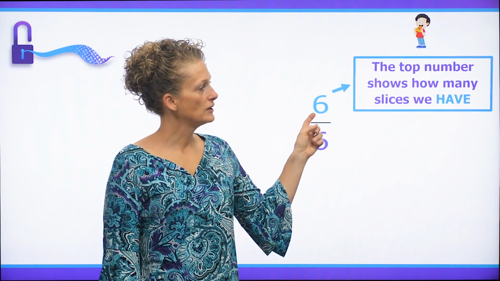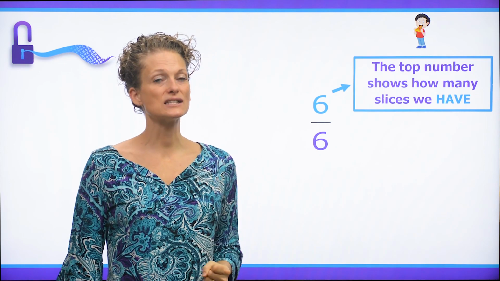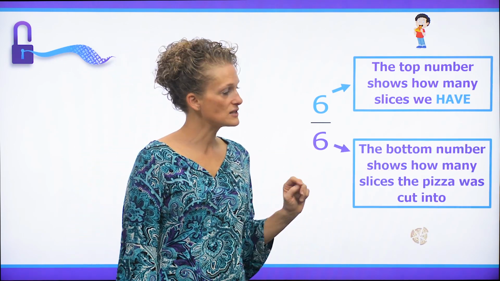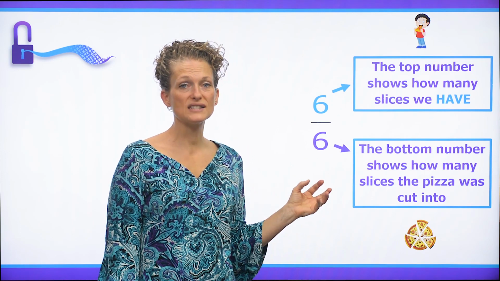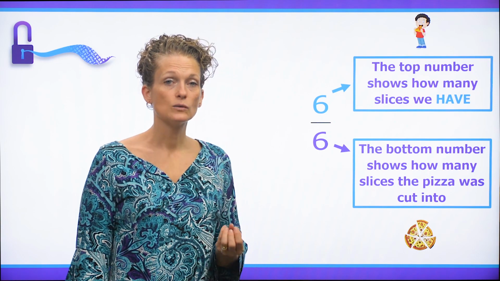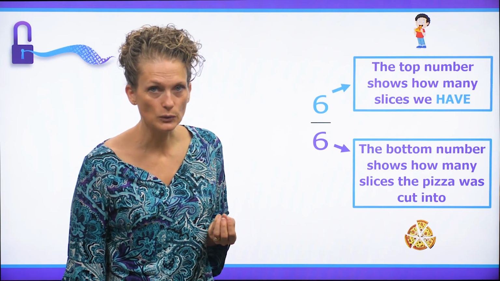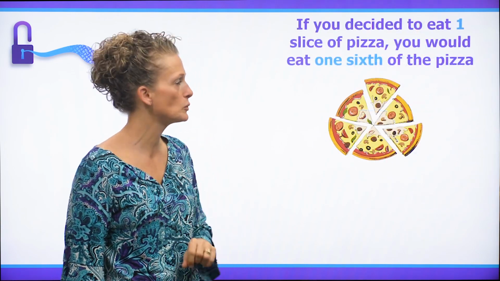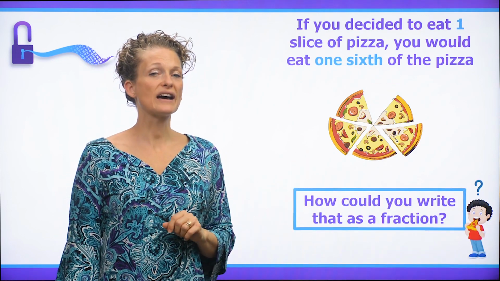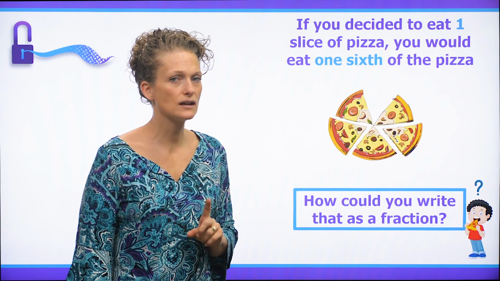This top number shows how many slices we actually have, and that number can change. This bottom number can also change, because it shows how many slices the pizza was originally cut into. And they are always equal pieces. That's important. So if you decided to eat one slice of pizza, you are actually eating 1/6 of the pizza.